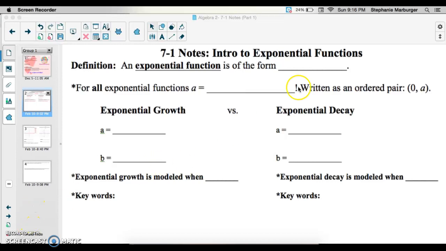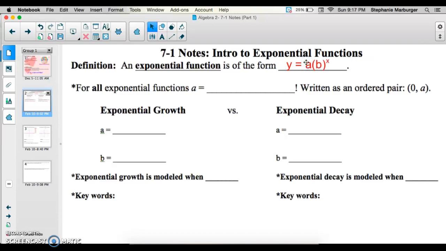So an exponential function is of the form y equals a times b to the x power. So you'll notice I put b in parentheses. That does not have to be in parentheses. However, sometimes it's helpful to see it that way, so that way you know that b is the base and x is what b is being raised to. So x is not the exponent of a, it's the exponent of b. So that's why I put the quantity around there.